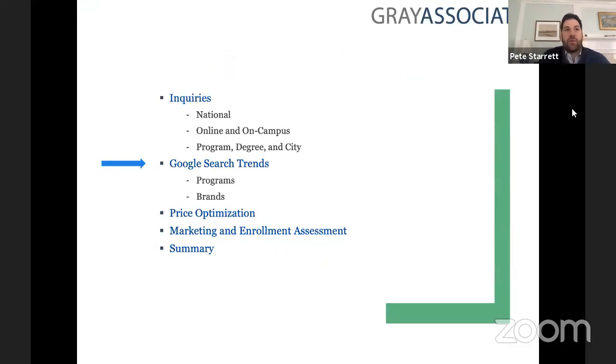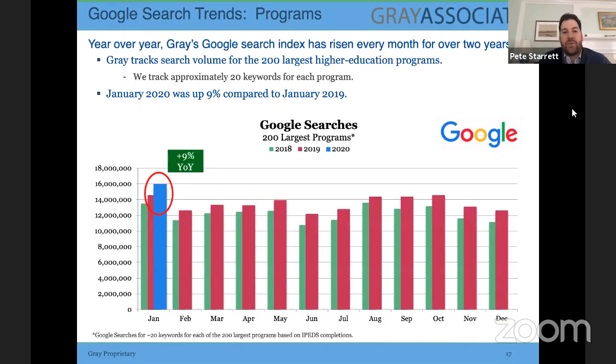So now jumping into our Google data. First, we basically track this information in 2 ways. One is based on program and one based on brands. So on the program side, we're tracking the 200 largest programs that we're pulling in here. That's based on completions. We're tracking about 20 to 25 keywords associated with each of those programs and the search volumes for those keywords. And what we see here is a lot like what we saw in the inquiries, in that January is up. It's also up for the Google searches for these larger programs as well, although it's up a bit more.